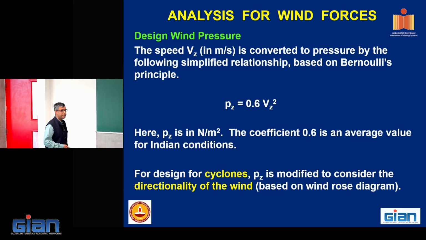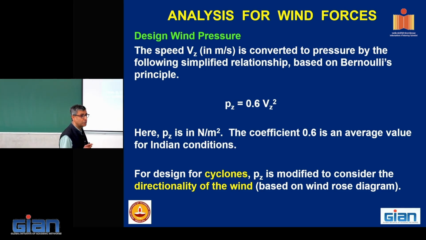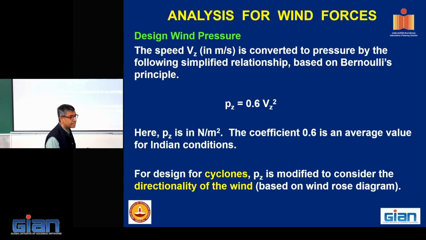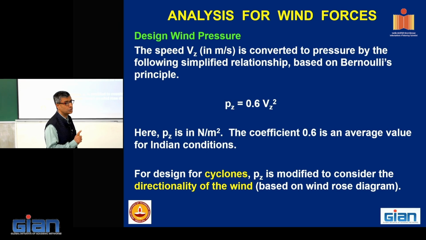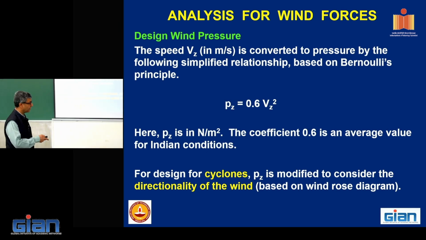So this wind rose diagram is a standard diagram in the code? No, the wind rose diagram is not given in the code. Based on the wind rose diagram, the directionality factor has been given. But the directionality factor is used only for, as I said, special buildings, not for conventional buildings.